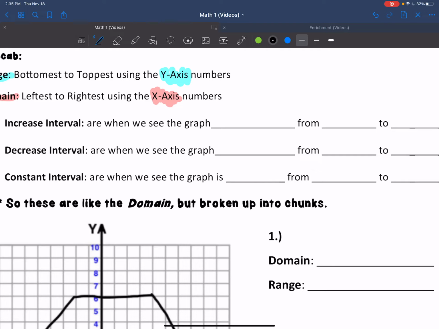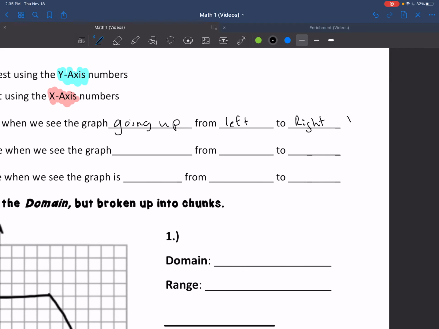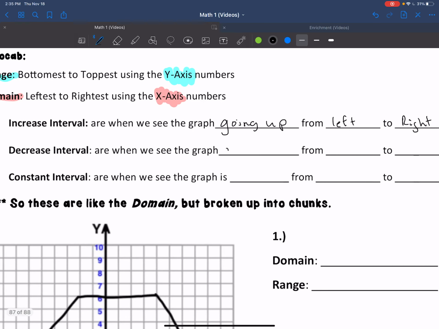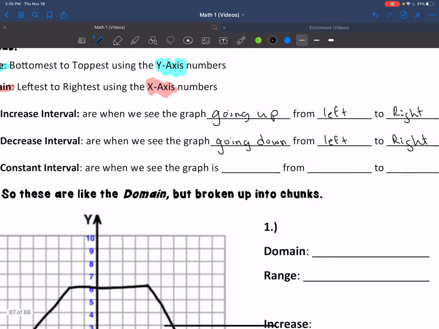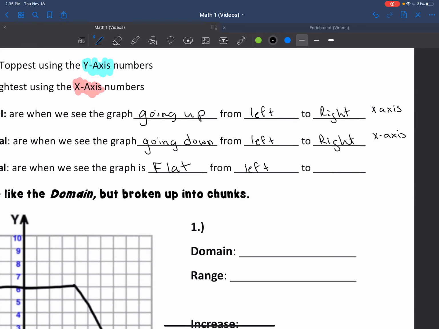So today we have increased intervals, and this is when we see the graph going up from left to right. And if it's from left to right, note over here that we're using the x-axis. In decrease, I mean something's going down, and again, we're going down from left to right, which means we're using that x-axis. And lastly, if something's constant, this is when we see the graph is flat, like flat feet. And this is, again, going from left to right, and that is still using the x-axis.